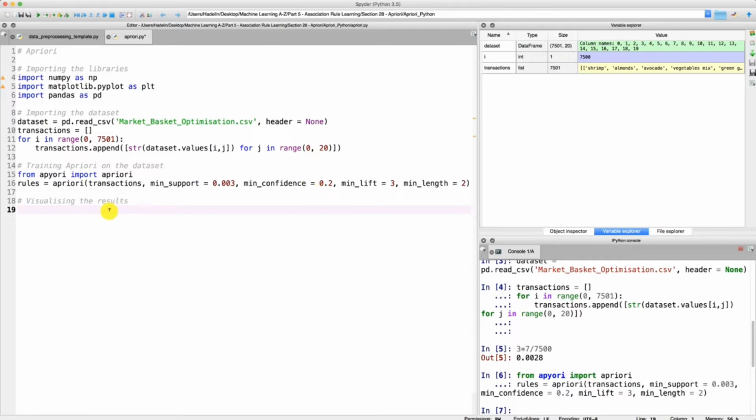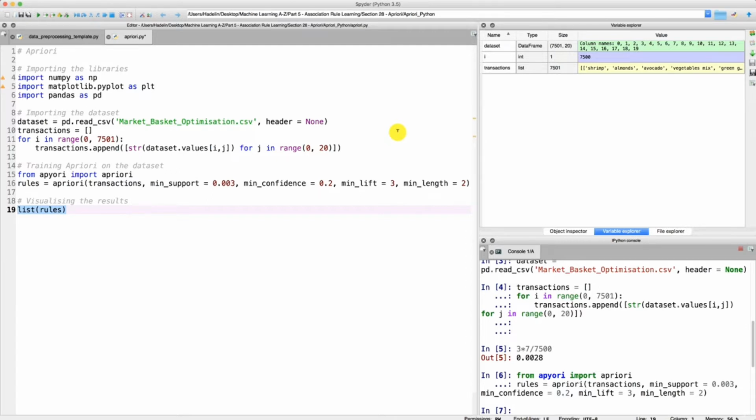So that's what we're going to do in this tutorial. Look at the rules, look at the explicit rules. So welcome to the exciting step and let's visualize the results. Okay, so it's going to be very simple. Getting the rules is actually very short. We just need to type here list and then parenthesis rules. And if we execute this, we will get the list of the different rules found by the a priori algorithm.